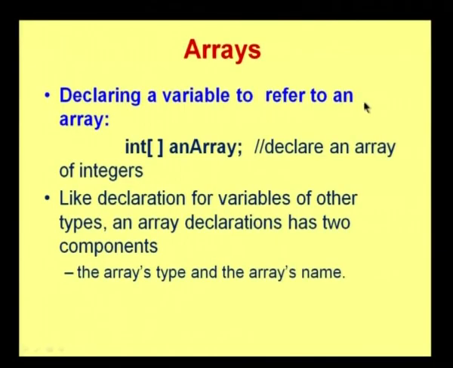So here you are declaring a variable to refer to an array. Here you can see that you have an integer array. This is just a declaration of an array of integers. Like declarations for variables of other types, an array declaration also has two components: the array's type and the array's name. So first I will specify the data type and then the name of the array.